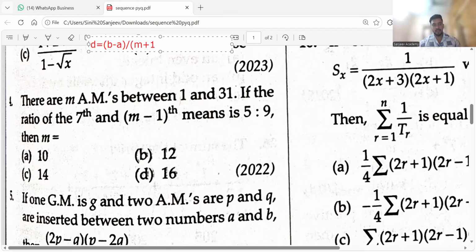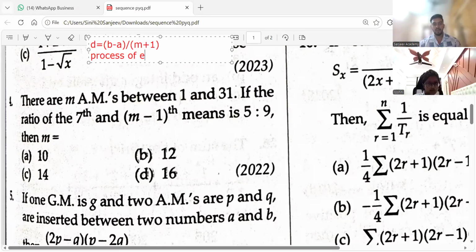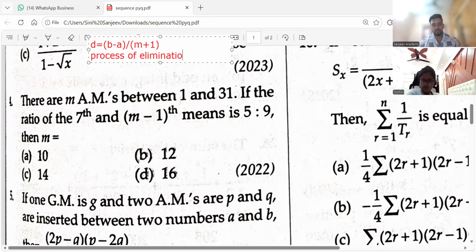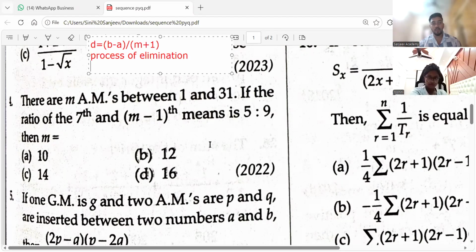M is already given in the options. M is what? 10, 12, 14, 16. We'll use the process of elimination. Elimination means I'll be eliminating from the options. What is D? D is my common difference.